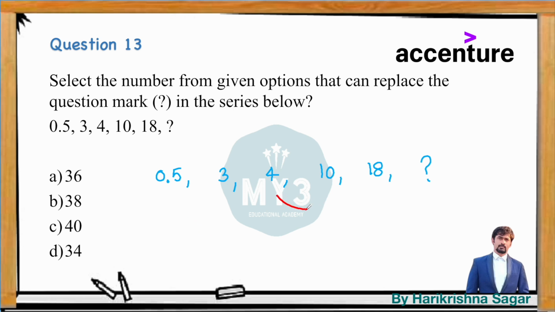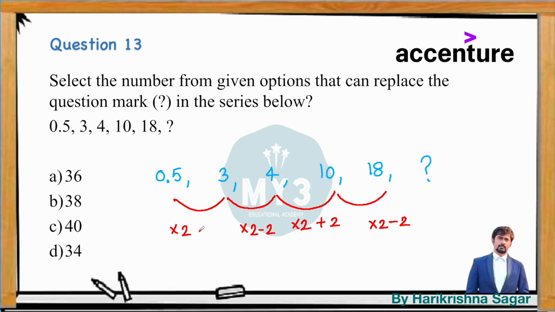So 4 to 10, maybe increase of 6, or multiplied by 2 and adding 2 will give 10. But 10, if you multiply with 2, you will get 20, but they have given 18. That means they are subtracting 2. So that means the pattern is multiplied by 2, adding 2, multiplied by 2, difference of 2. Is it matching with this? Let's look at. So if you multiply 3 into 2, 6 should come, but 6 minus 2 is 4. Similarly, what should happen here? It is multiplied by 2.